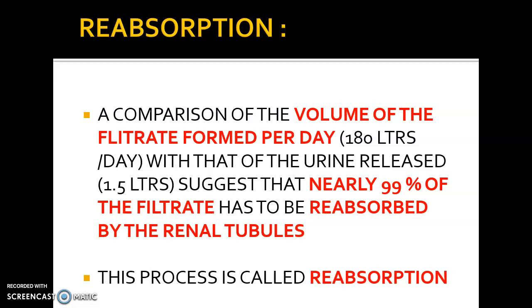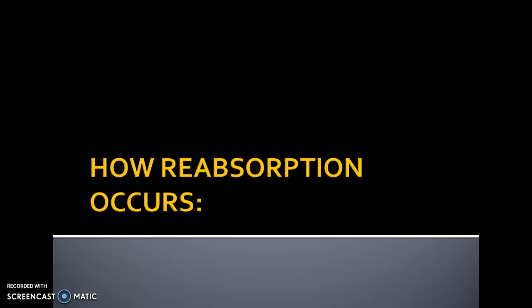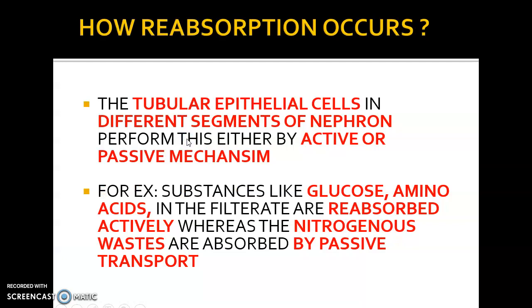So what does that say? It says that 99% of the filtrate, right, 99% of the filtrate is reabsorbed by the renal tubules, and this process is called reabsorption. So let's understand how exactly reabsorption occurs in urine formation.